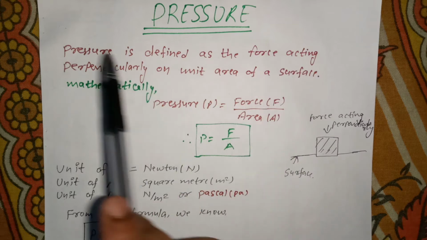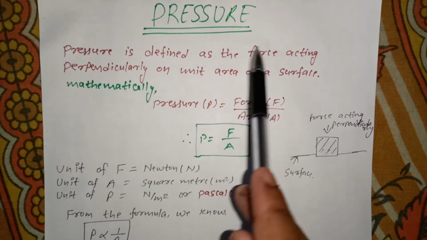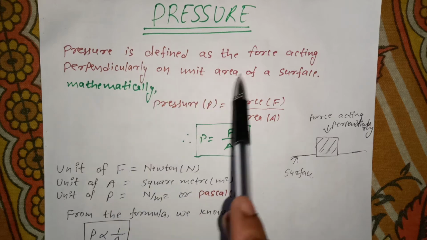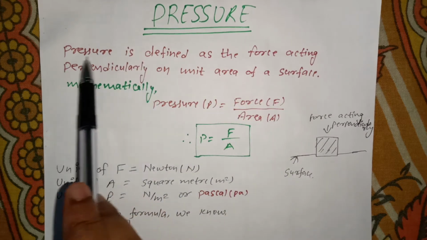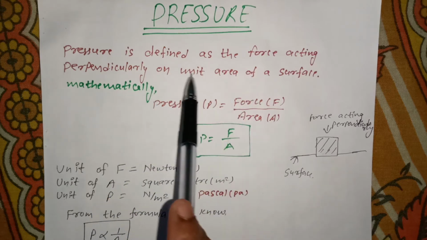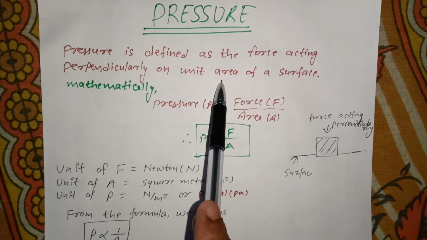Here the definition tries to say that pressure is the force that is acting perpendicularly on unit area of a surface. Here perpendicularly means making 90 degree and unit area means area having 1 meter square.